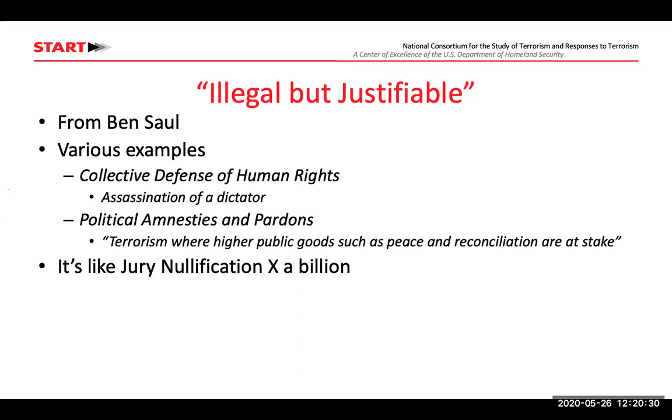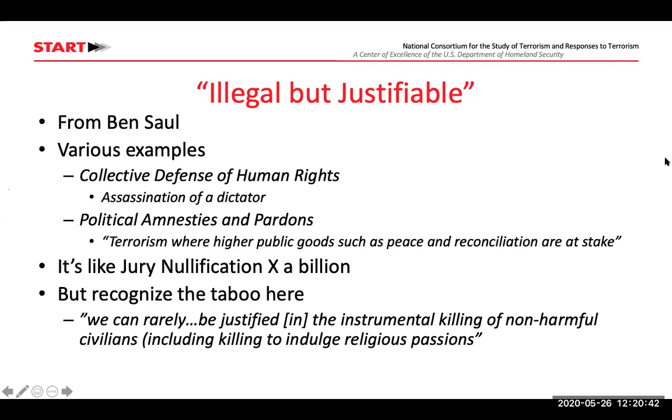That, in and of itself, is a part of the system that we live under. And what we are saying is there are acceptable reasons for violence on occasion. But we have to recognize there's a taboo to this. And it's pretty much the universal taboo. So we rarely can be justified in the instrumental killing of non-harmful civilians, including the killings to indulge religious passions. So what Ben Saul is reminding us there is that there's never really a good excuse for killing civilians. That just doesn't really work. When it comes to international law, and you look at the various philosophy and history of all of these terms and ideas, there's never really been an argument successfully made for killing civilians.